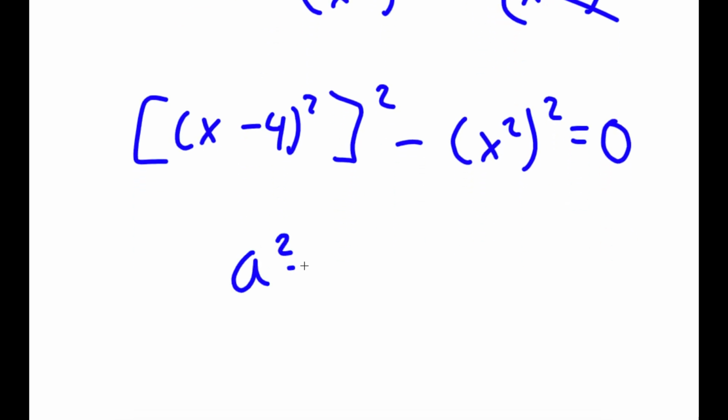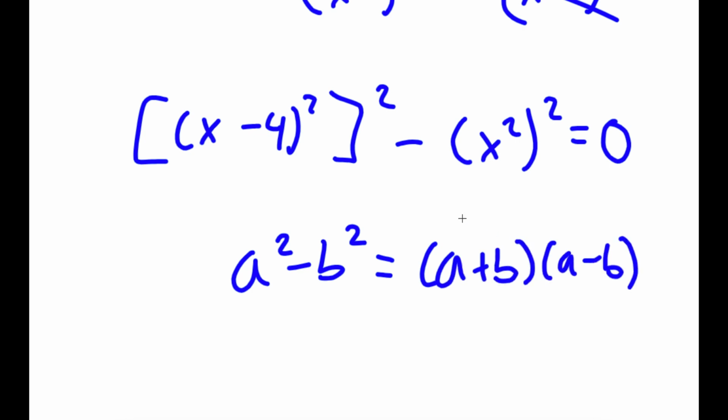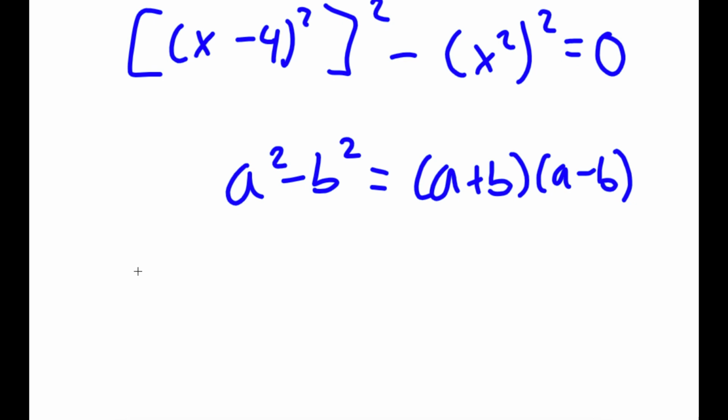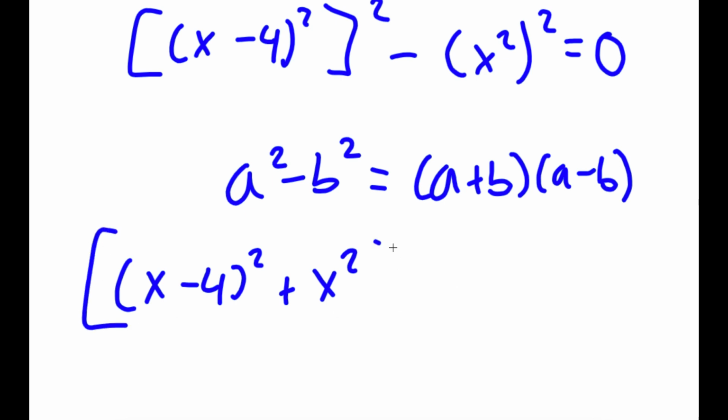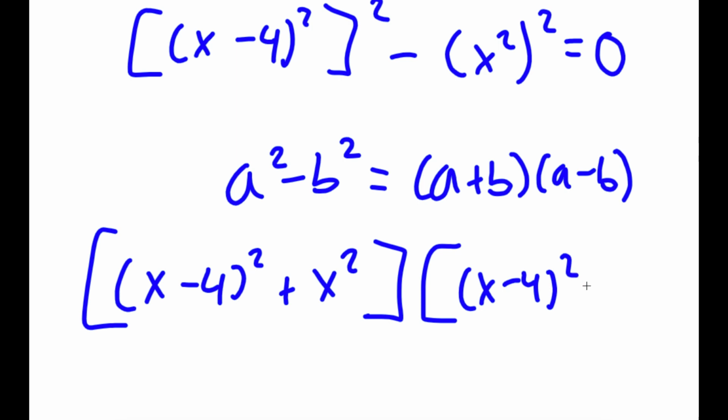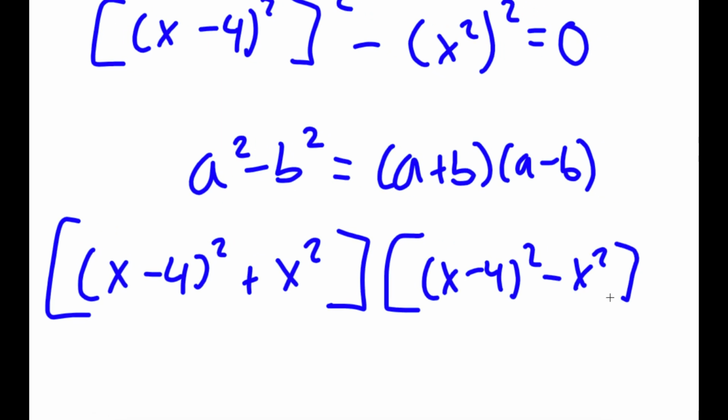Now if I have something in the form a squared minus b squared, this is equal to a plus b times a minus b. So in this case, this is equal to ((x minus 4) squared plus x squared) times ((x minus 4) squared minus x squared) is equal to 0.